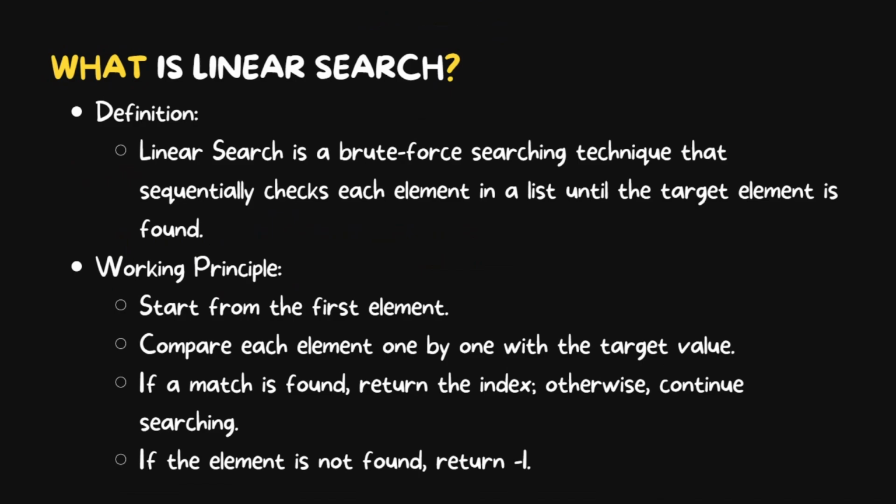For example, imagine you have a list of numbers 15, 23, 7, 42, 89, and 31, and you want to find the number 42. With linear search, you will start from the first element, check each one, and eventually find 42 at index 3.